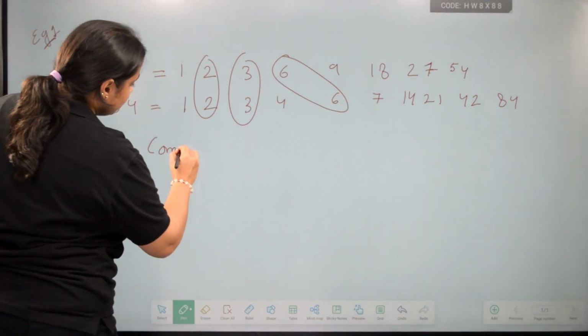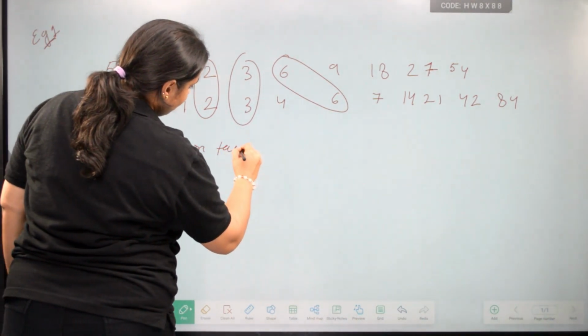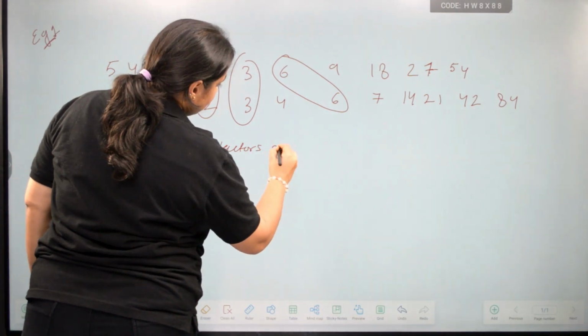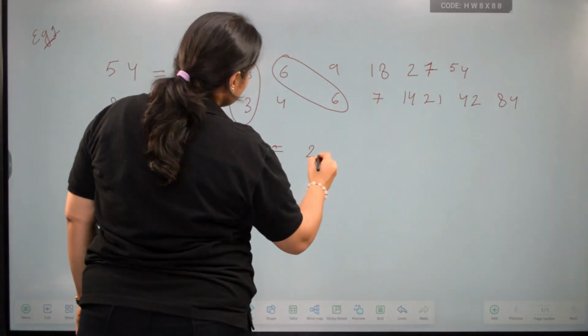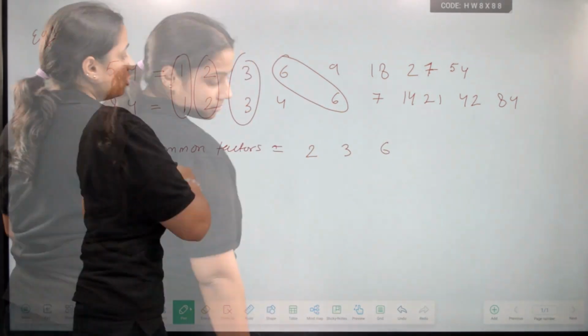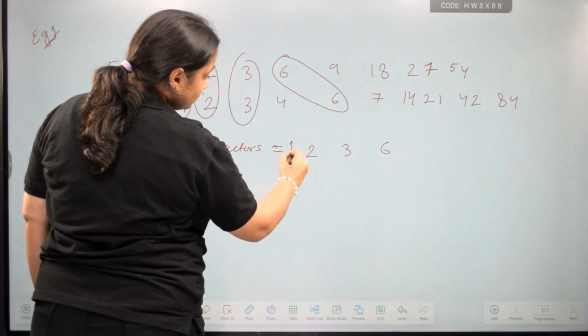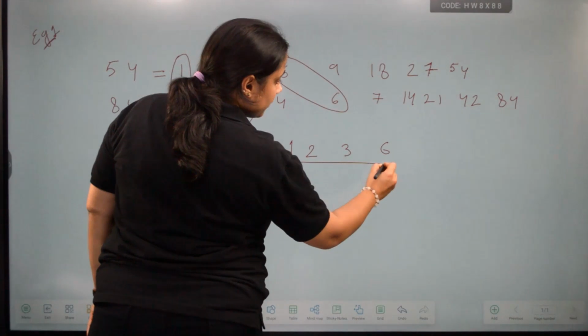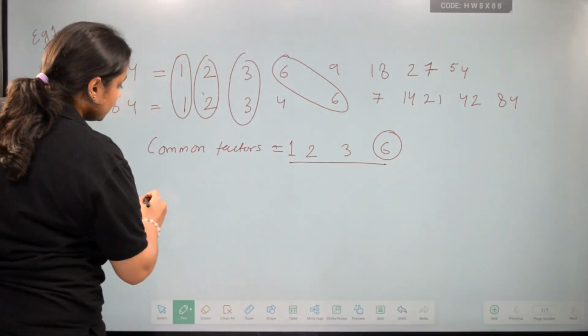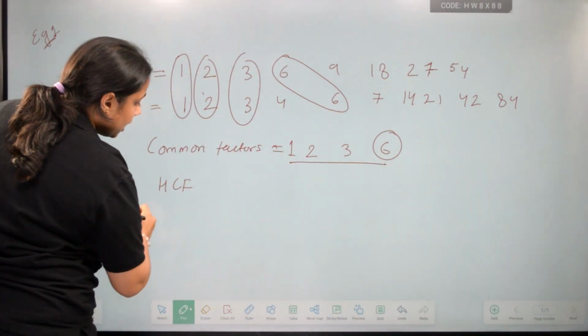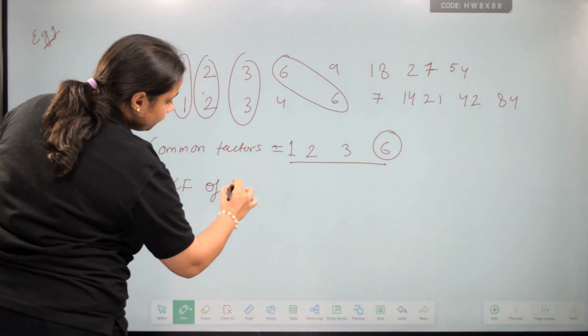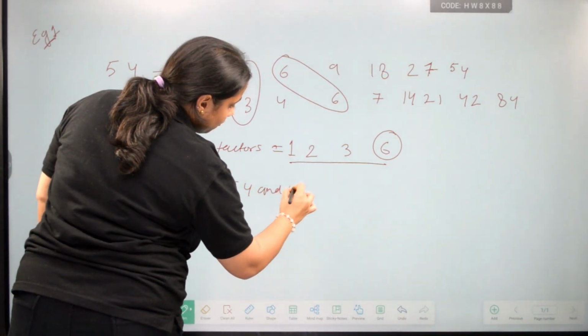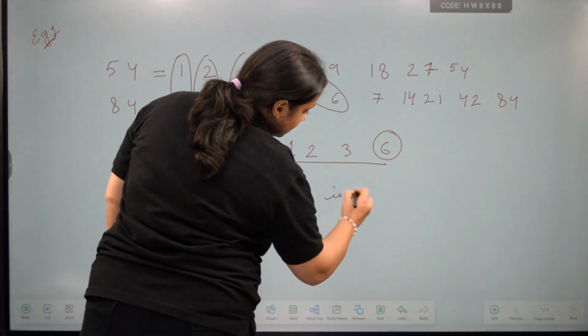So the common factors are 2, 3, 6. We can also write 1 here. So the highest factor among these factors is 6. So we can say that the HCF, or the highest common factor, of 54 and 84 is 6.